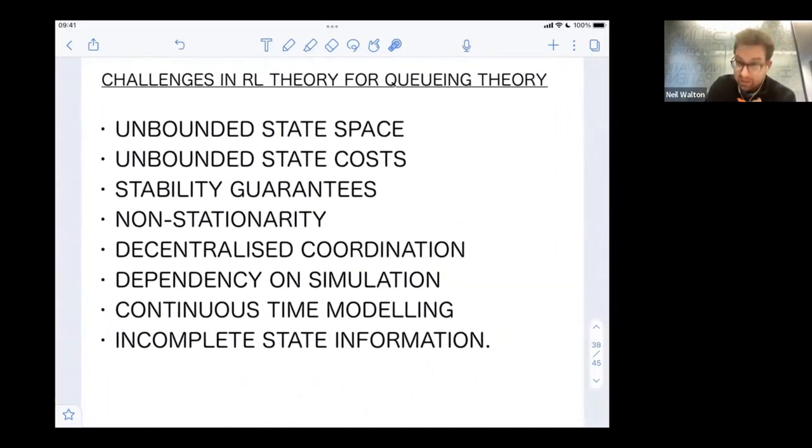But there are lots of challenges. I think the theories don't match up well. The assumptions you make if you want to prove a result about reinforcement learning tend to assume things like a bounded state space, things mix quickly, there are good stability guarantees, and it tends to work in a centralized way, not very well in a decentralized way. In the real world, things depend on simulation, things are continuous for a queuing system, and there's usually incomplete state information. Those facts tend not to be assumed in reinforcement learning and don't necessarily apply in queuing systems. So that's one of the reasons it's difficult to get things to work.